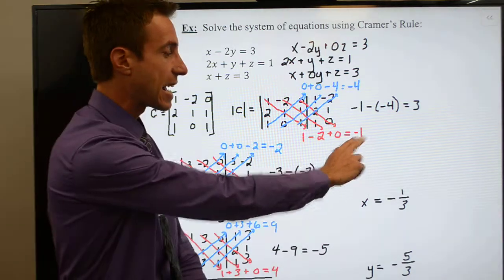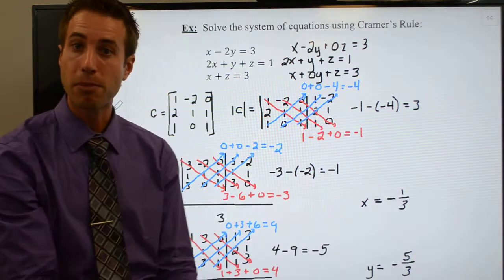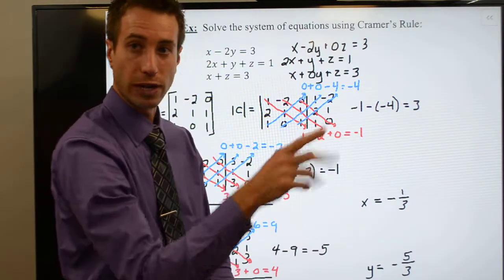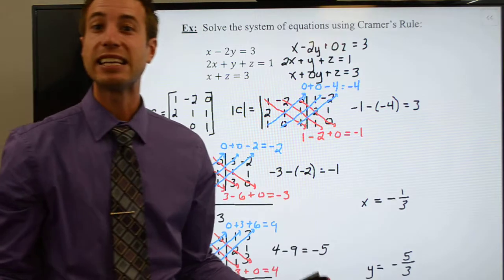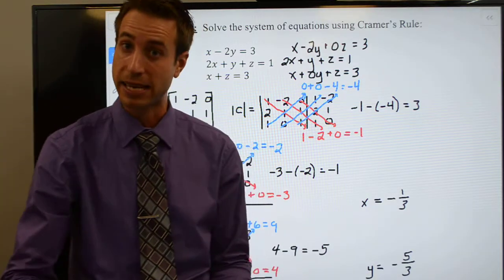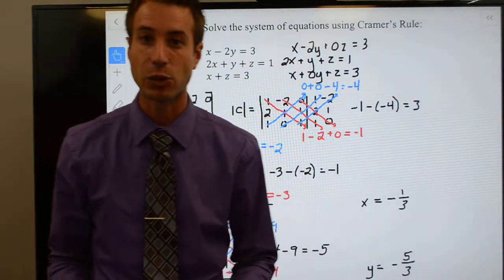I wind up with a -1 being my bottom number and a -4 being my top number. Of course, it's bottom minus top. So -1 minus a -4. Careful, watch your signs. I get a determinant of a +3. That is now going to be the denominator in all of my calculations for finding the value of the variable.